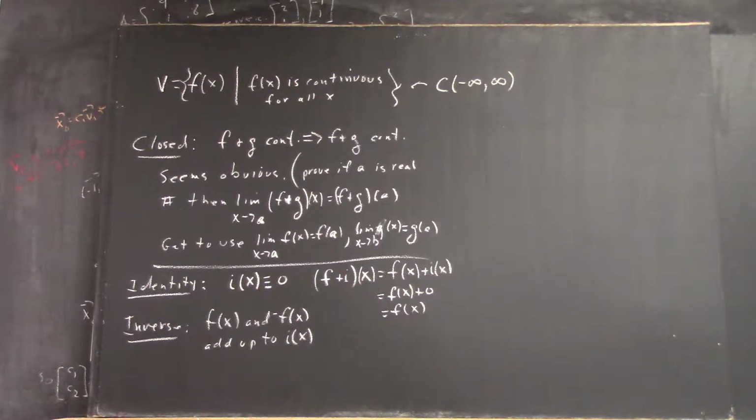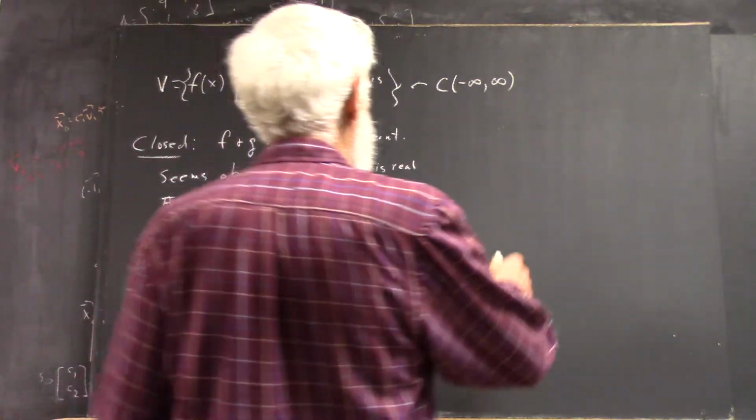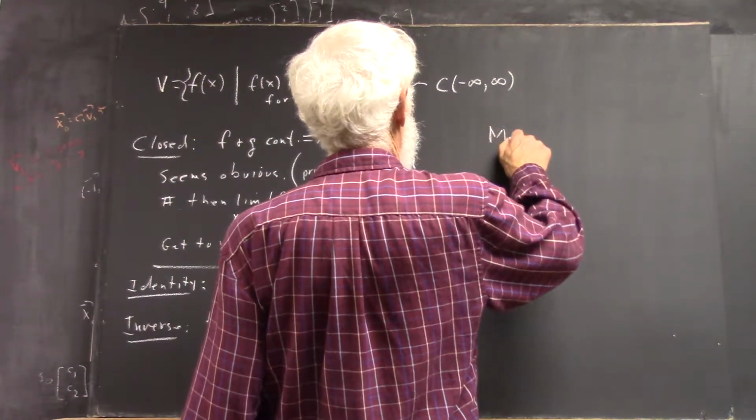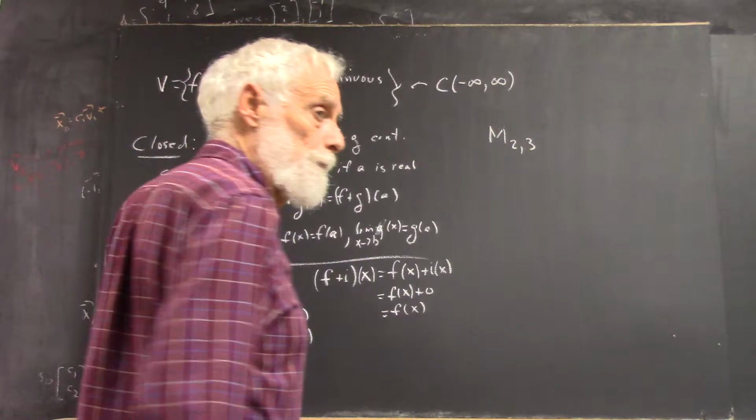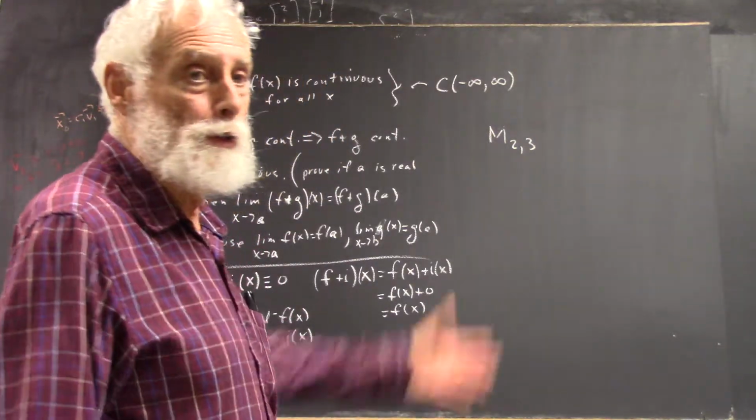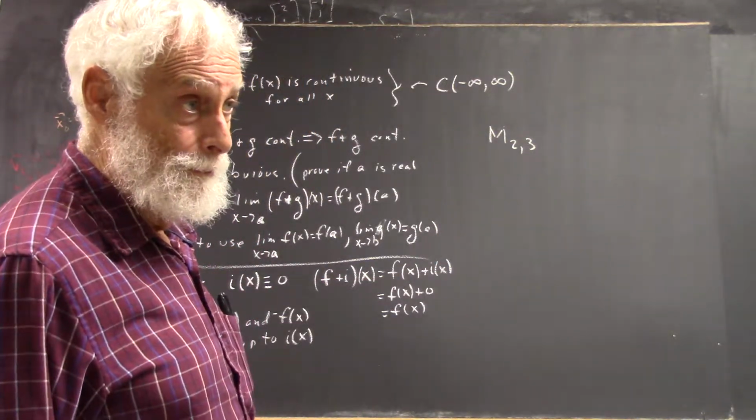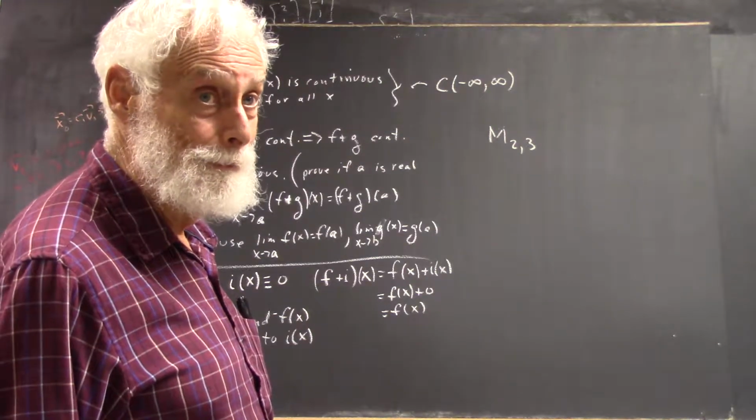Okay. What does M 2, 3 mean? Just a notation that you're going to encounter. Set of 2 by 3 matrices.